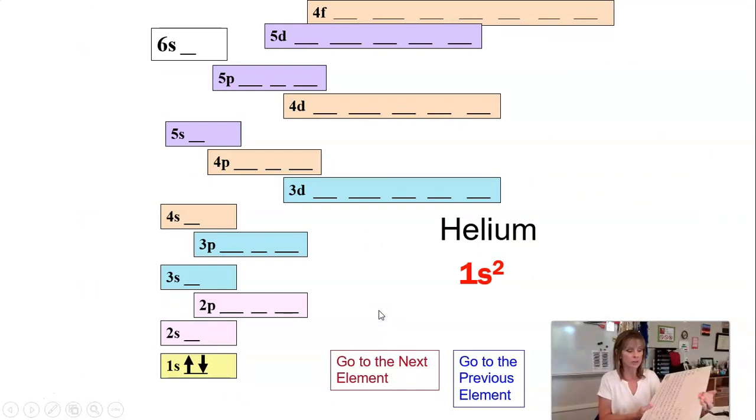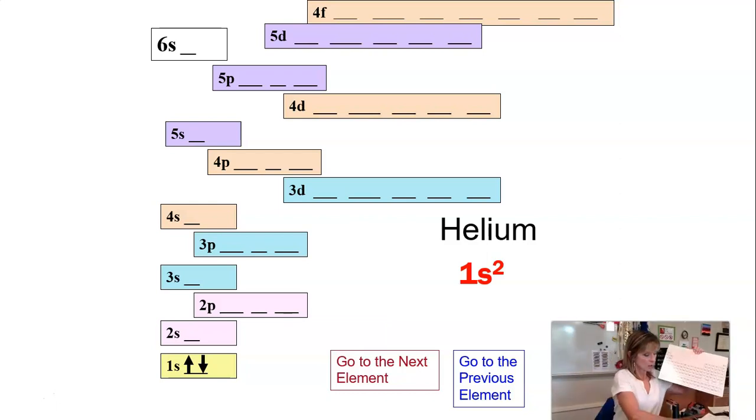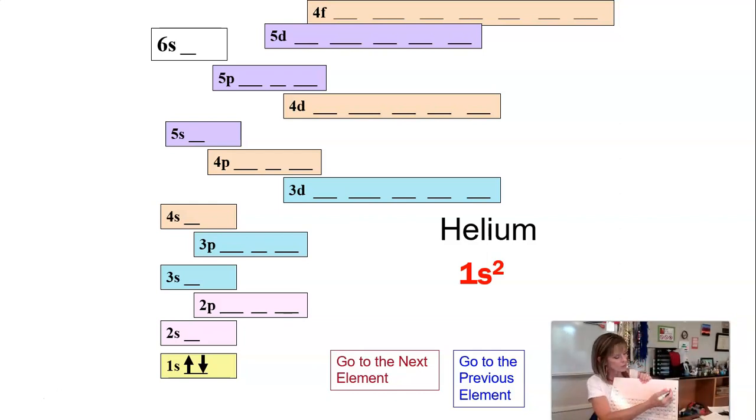Electron configuration can be tricky. Got that first one here. I need another color. Let me get my colors here. Okay, so helium. Here's helium.